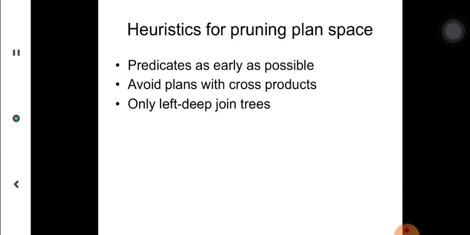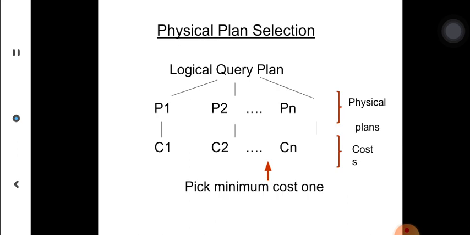So what are those heuristics for pruning the plan space? You apply certain operations like predicates as early as possible. You avoid plans with cross product, because you understand that Cartesian product is very expensive, and you only follow left-deep join trees.